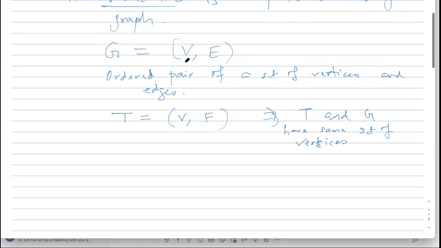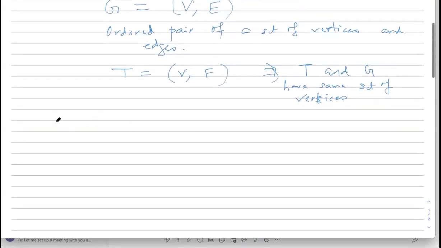Okay, so suppose I write T equal to V comma F. In fact, T and G can have the same set of vertices, right? So this is indicating that T and G have the same set of vertices. Hence we are using the same set V here. You can see the only variation is the connectivity.